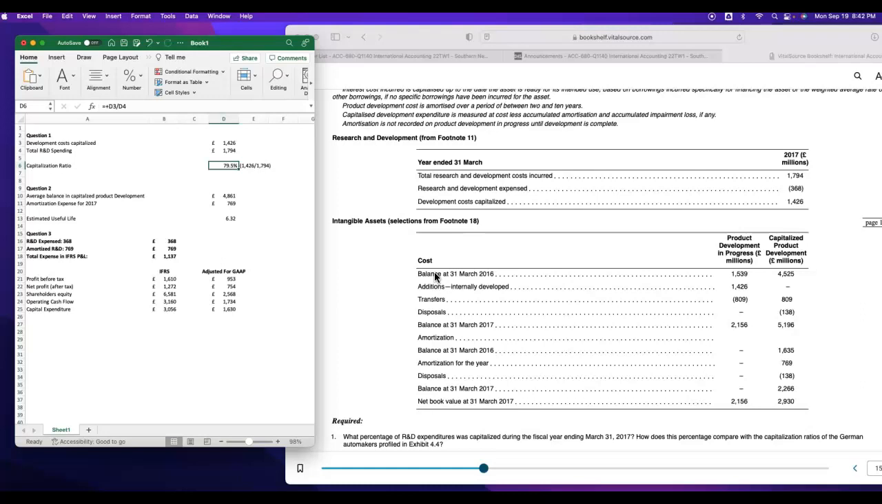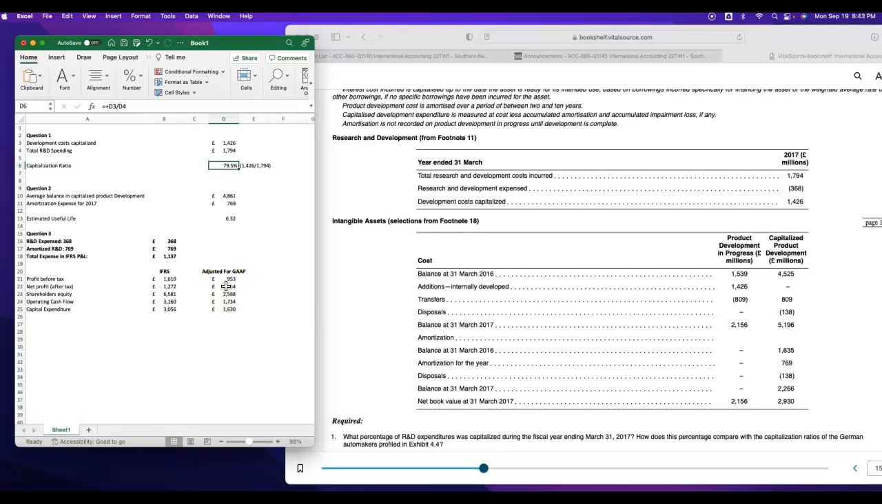And what does it mean by capitalized? Capitalized means that you take it out of the profit and loss statement and you amortize it over a useful life, similar to what you do with a fixed asset. So that means their profit will be higher this period compared to other companies. So that's what it's trying to illustrate.